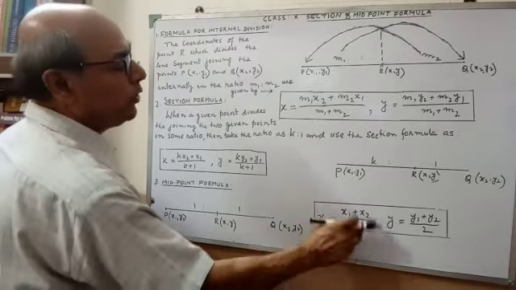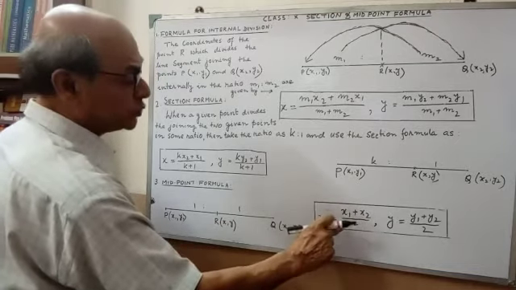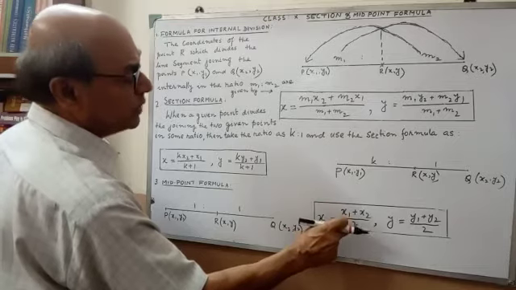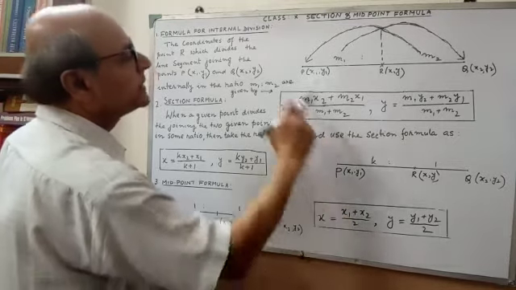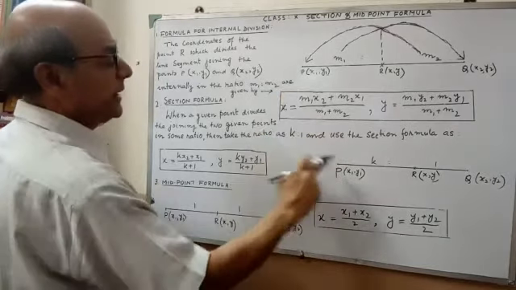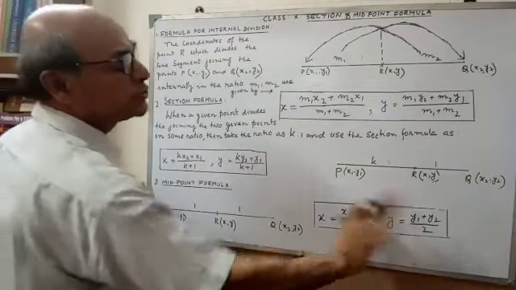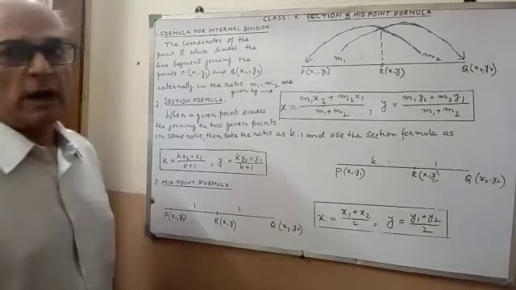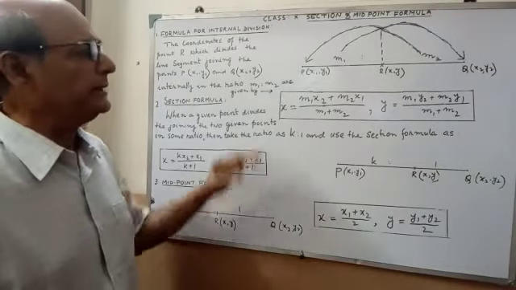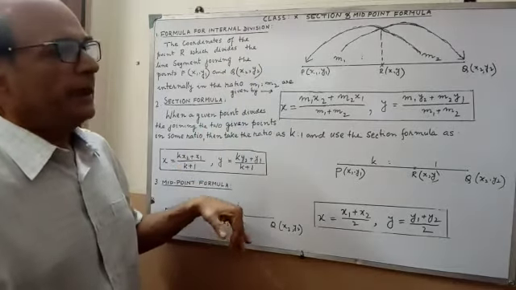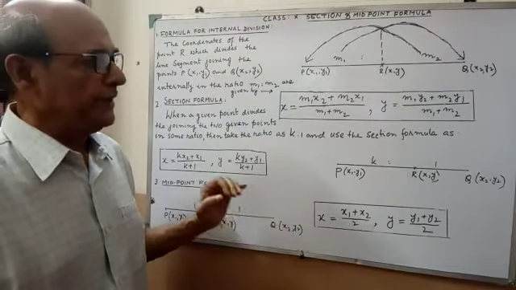Here there is no rule whether you write x2 first or x1 first. There is no hard and fast rule. But in the earlier formulas, x2 comes first there, and also here. But here there is no such hard and fast rule. If you remember these three formulas, then you can do any sum based on them easily.